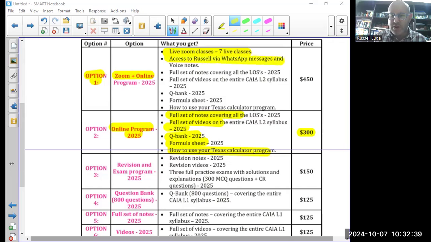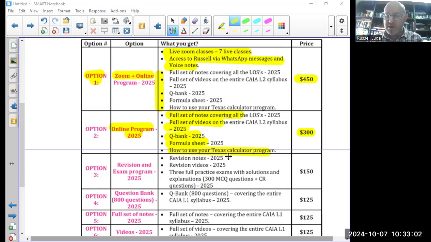Also, we've introduced something: you can have access to me. I run the program. We'll give you my WhatsApp number, and you can ask questions you like. As you go through material, you may say, well, I don't understand this, and you can pop me a WhatsApp, and I often respond to you via voice note. Okay, and that's obviously a little bit more expensive. That's $450. Other than that, the balance of the Zoom and online program is the online program.